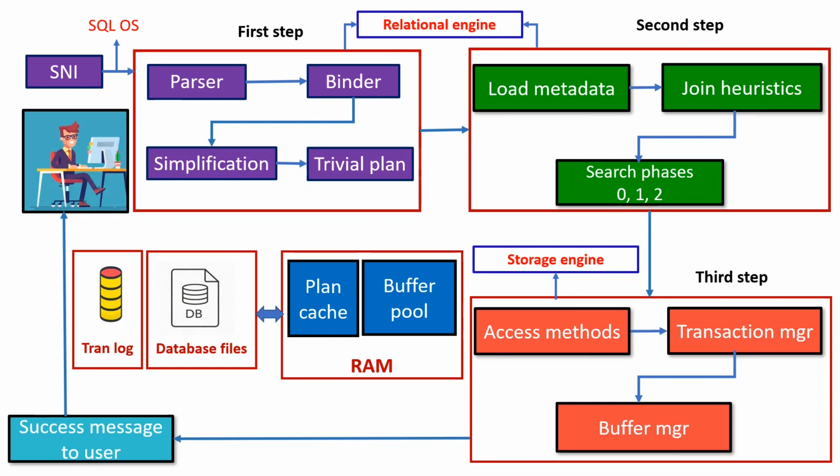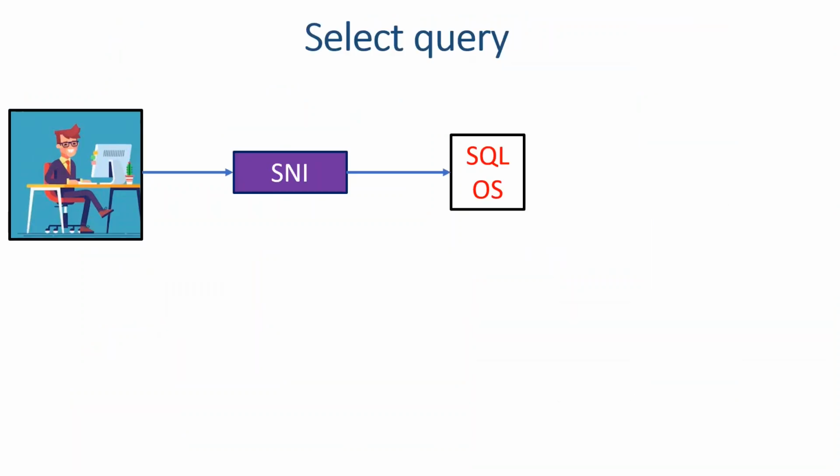Now, the first step components and the second step components come under the relational engine, and the third step components come under the storage engine. Now, let's see how a very simple select query runs behind the scenes when a user submits a query to the SQL Server. For example, we have a user here.